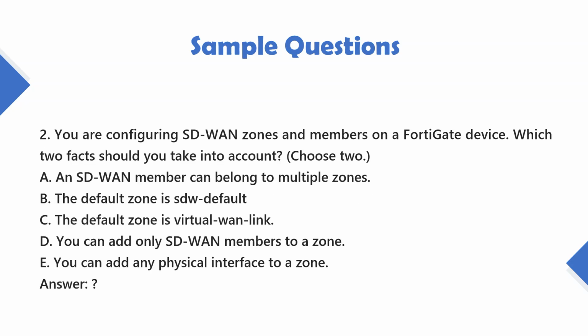2. You are configuring SD-WAN zones and members on a FortiGate device. Which two facts should you take into account? Choose 2. A. An SD-WAN member can belong to multiple zones. B. The default zone is SDW default. C. The default zone is virtual WAN link. D. You can add only SD-WAN members to a zone. E. You can add any physical interface to a zone.